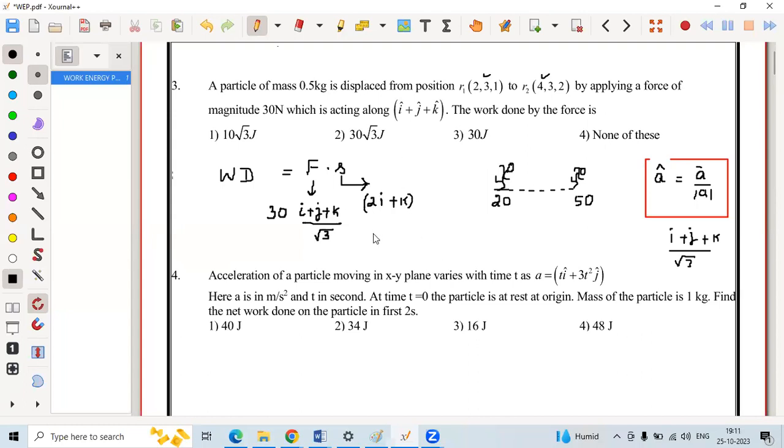Okay. If I do this, I'll get the answer like 30 by root 3 into the dot product of I plus J plus K with 2I plus K. That is 2 plus 0 plus 1. So this is my final answer: 30 into 3 by root 3 joules. That's all.